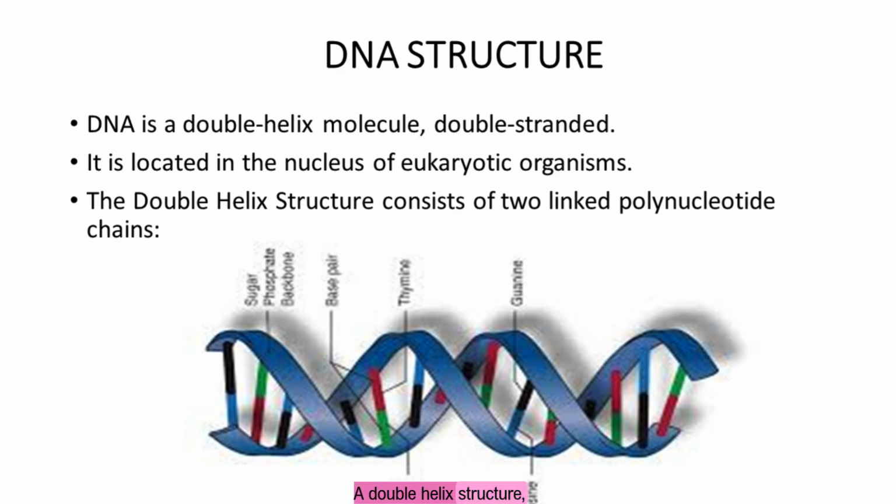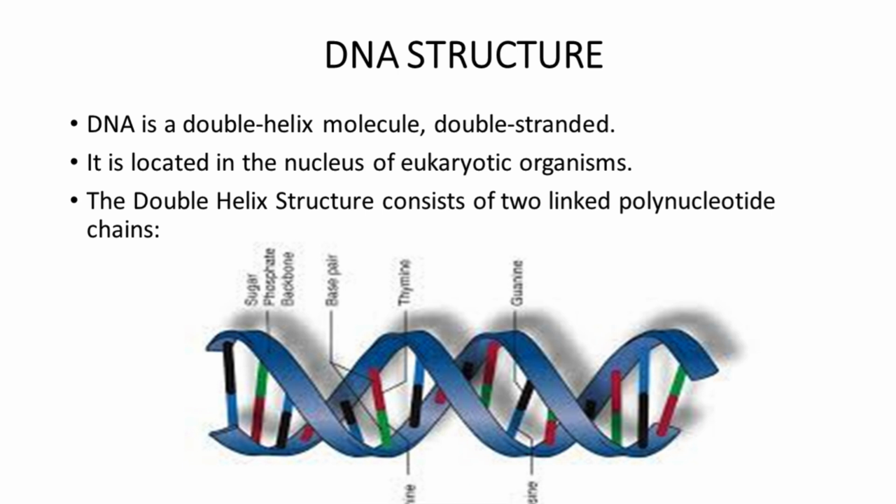A double helix structure, which is shown on your screen, looks like a twisted ladder. DNA is made up of two strands that wind around each other to form this unique shape. In eukaryotic organisms, such as plants, animals, and humans, DNA is primarily found inside the nucleus of the cell. The two strands of DNA are made up of long chains called polynucleotide chains, which are linked together to form the complete DNA molecule.